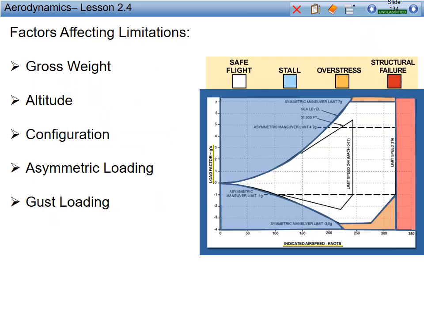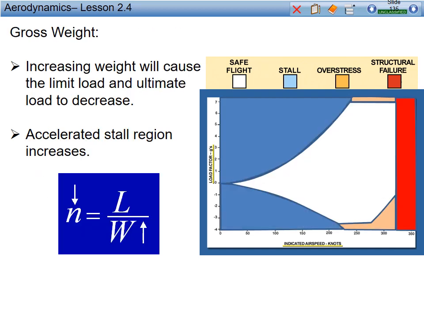Factors affecting the VN diagram. Gross weight, altitude, configuration, asymmetric loading, and gust loading will all be studied to determine their effects on our VN diagram. Increasing weight will cause limit load and ultimate load to decrease. This causes the accelerated stall region to increase.